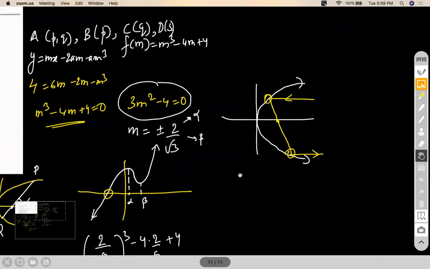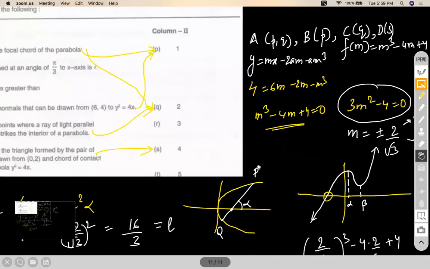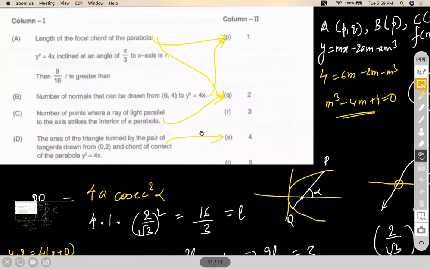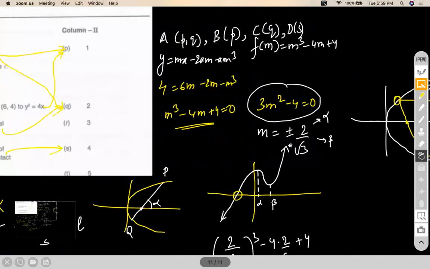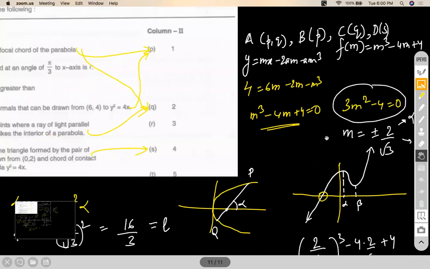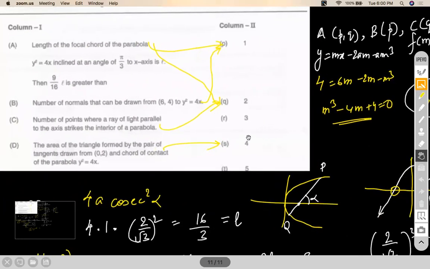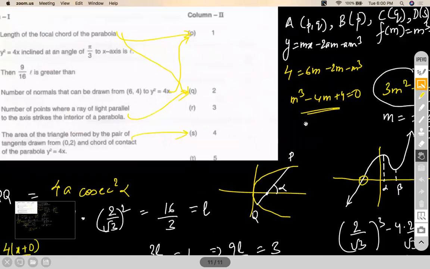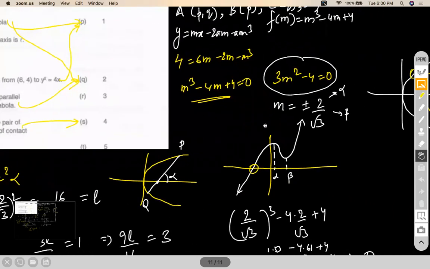But it never said it reflects. It strikes the interior of a parabolic reflector, actually, they want to say. Okay. So, can we take the axis also? It'll be just 1 point, P and Q. No, the axis is not a part of the parabola. But that's also a ray of light parallel to the axis. No, that is not parallel to it. That is coincident with it.